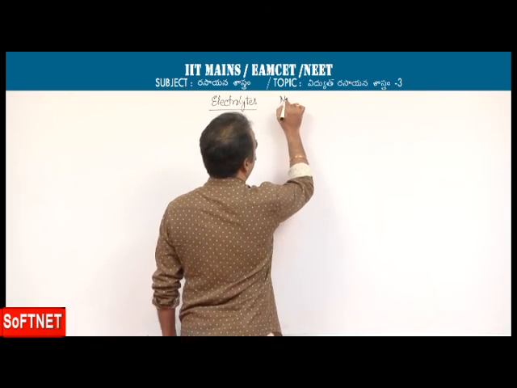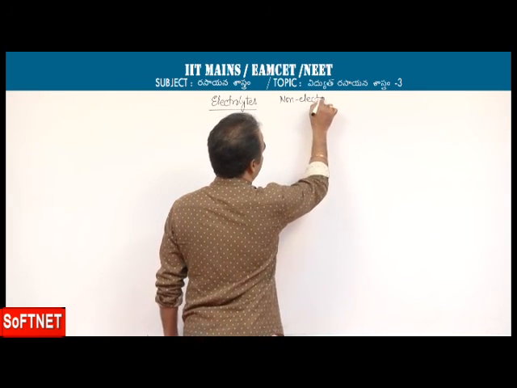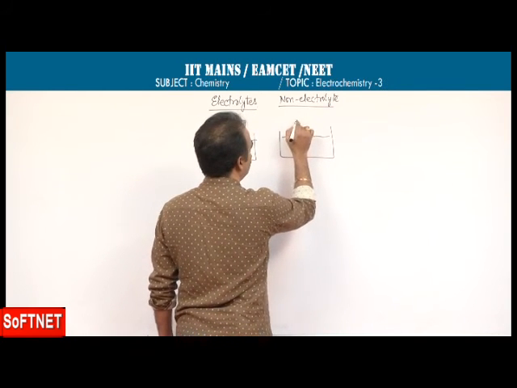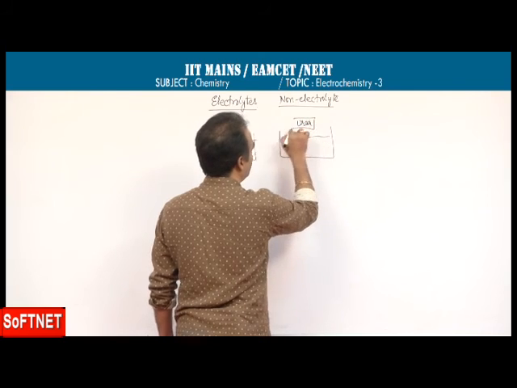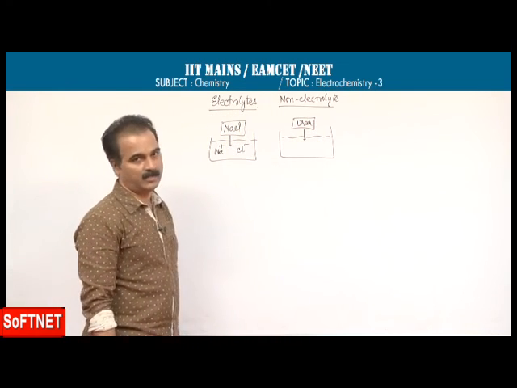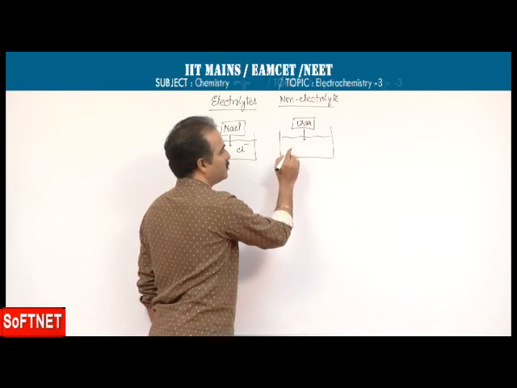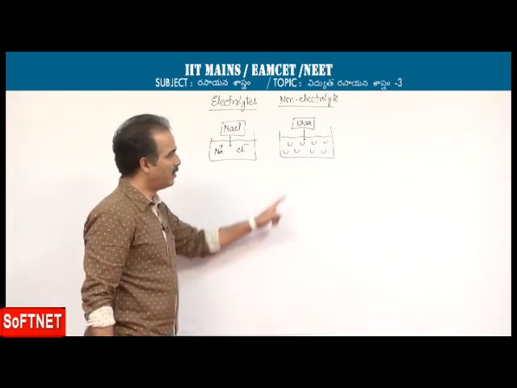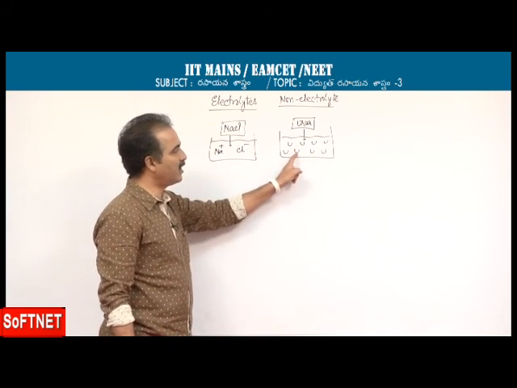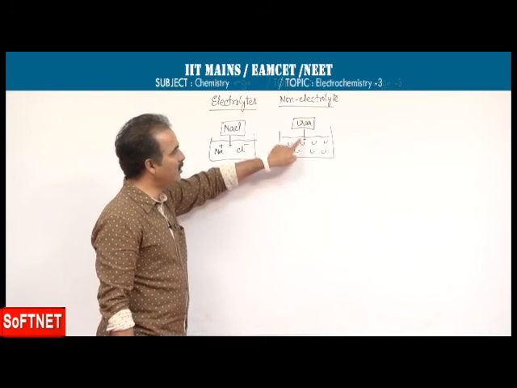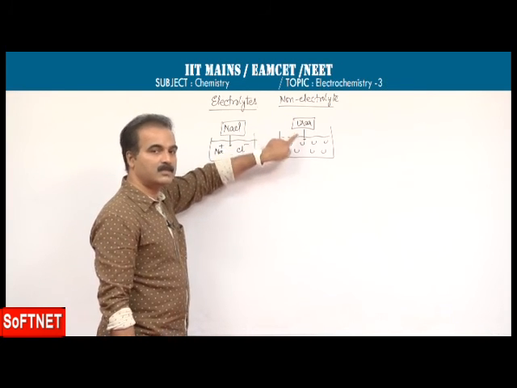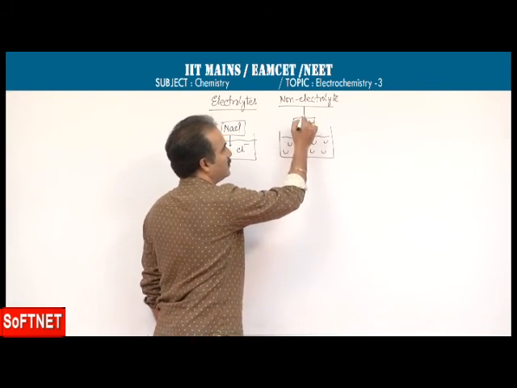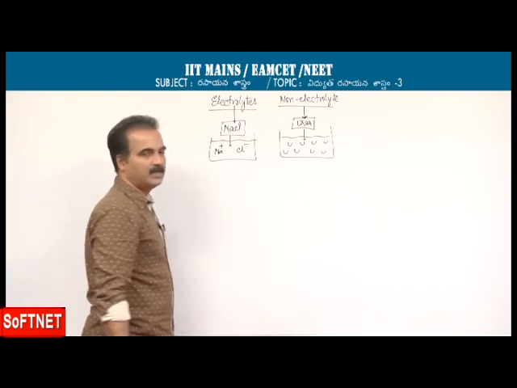Now I want to define a non-electrolyte. What is a non-electrolyte? A non-electrolyte is one which also dissolves in water but does not produce ions. For example, when you add urea to water, it will dissolve and produce urea molecules, and these urea molecules do not carry any charge. So this is dissolved urea, this is crystalline urea. It is soluble, but it does not produce ions. So we call this a non-electrolyte, whereas NaCl we call an electrolyte.